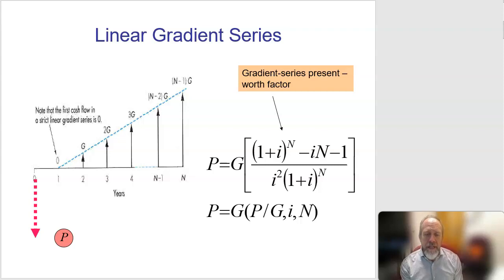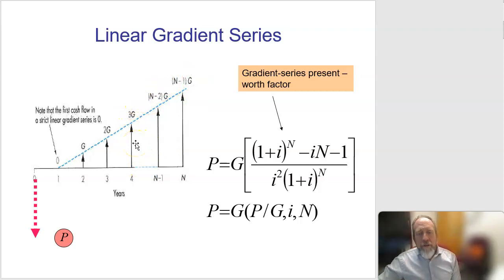And what happens in a linear gradient series is the payments, the amount that you receive or the amount that you put out, increases by a fixed amount every single time. So each time it goes up by G: G, 2G, then plus G, then plus G, and on and on.